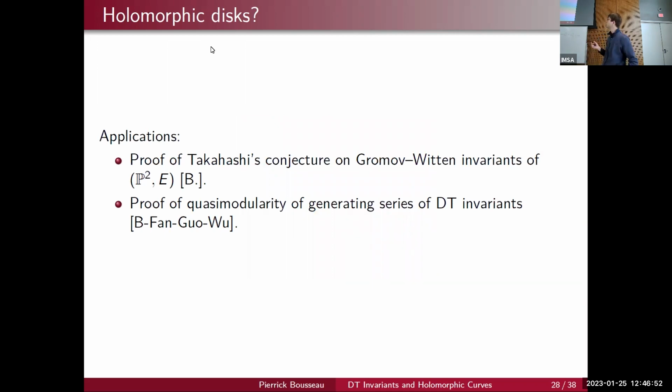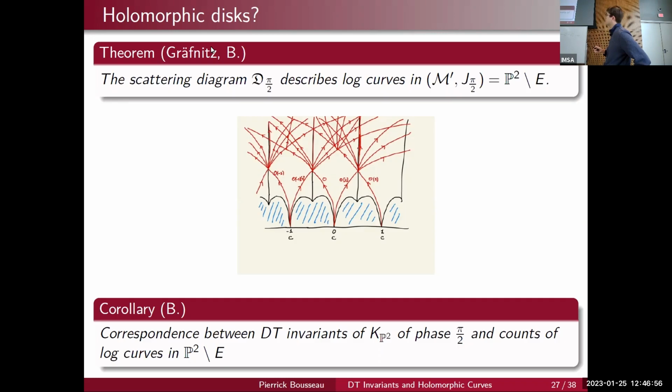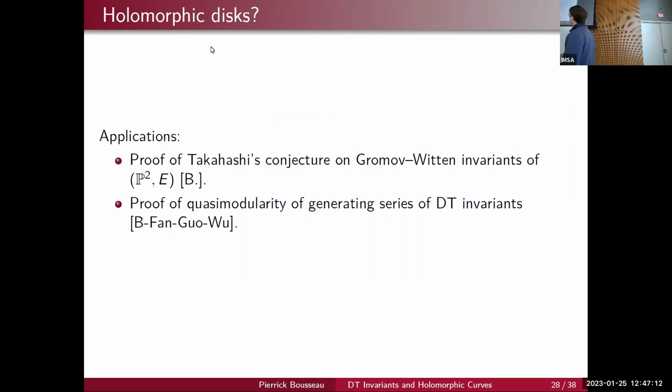And here it's not something I will talk about much, just to mention that once you have this relation, you can do non-trivial things with it. Once you have related these two very different things, like DT invariants on one side and holomorphic curves and paths on the other side, then you can transfer information from one to the other to prove something which is obvious on one side, to prove something which is not obvious on the other side.